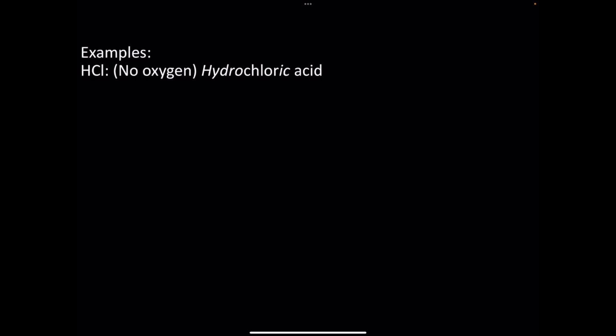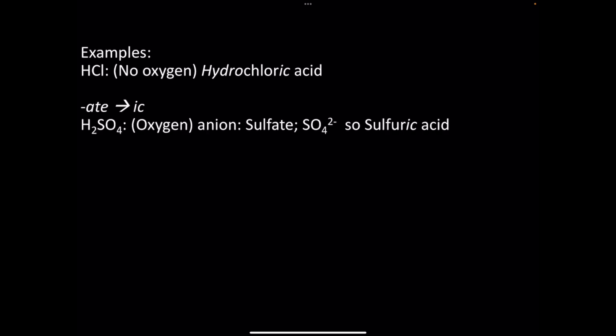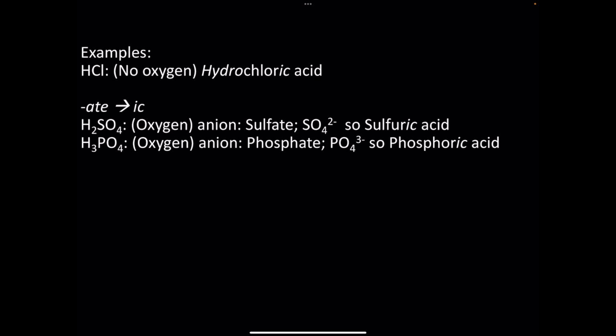So some examples would be HCl. Note there's no oxygen, so we call it hydrochloric acid. Okay, the ate goes to ic. In this one, we see oxygen is contained in this anion. So we look at it in the series, it is a sulfate, so we would change that ate to ic. Now we also have phosphate here. You can look at it in the series, that ate changes to ic. Notice this one is a little bit different with phosphorus. We call it phosphoric acid now. Instead of phosphate, it is phosphoric acid.